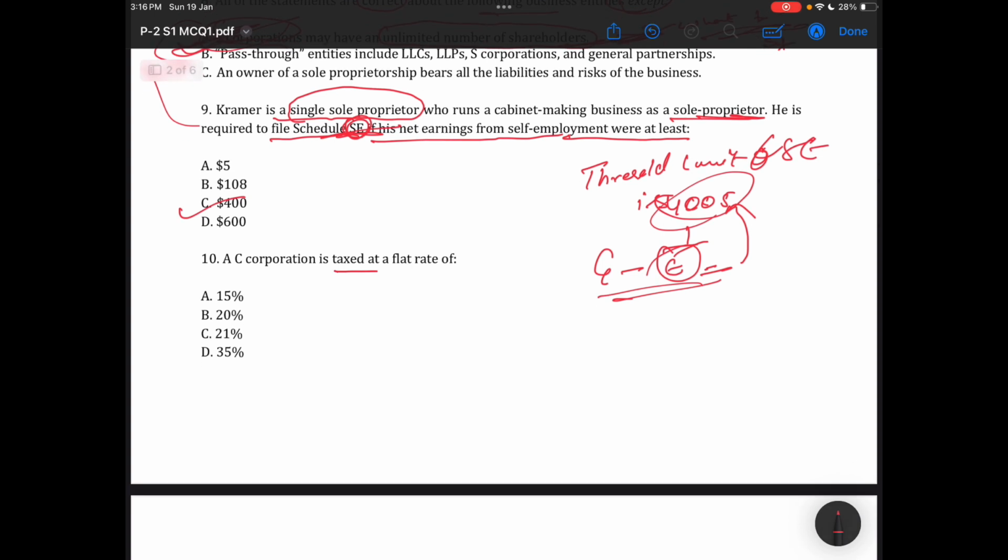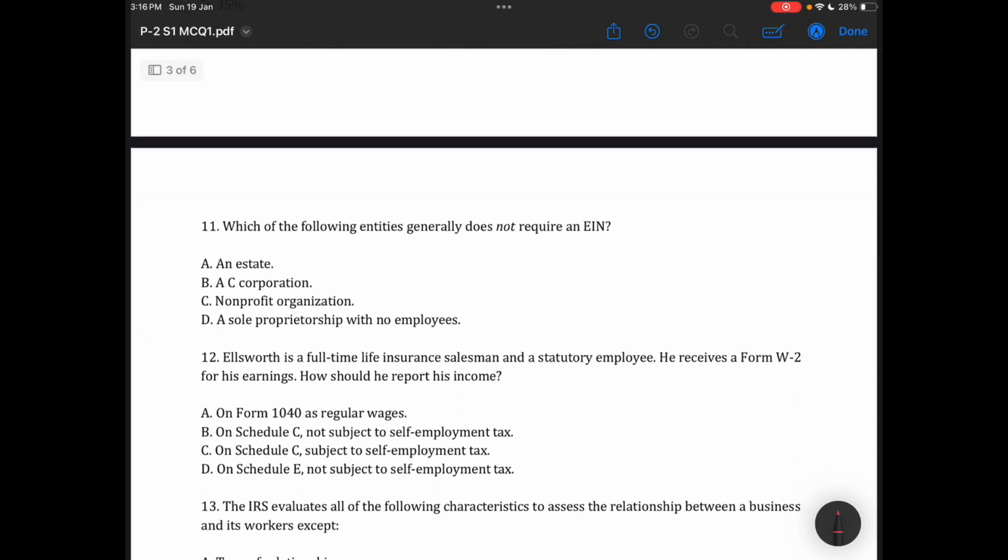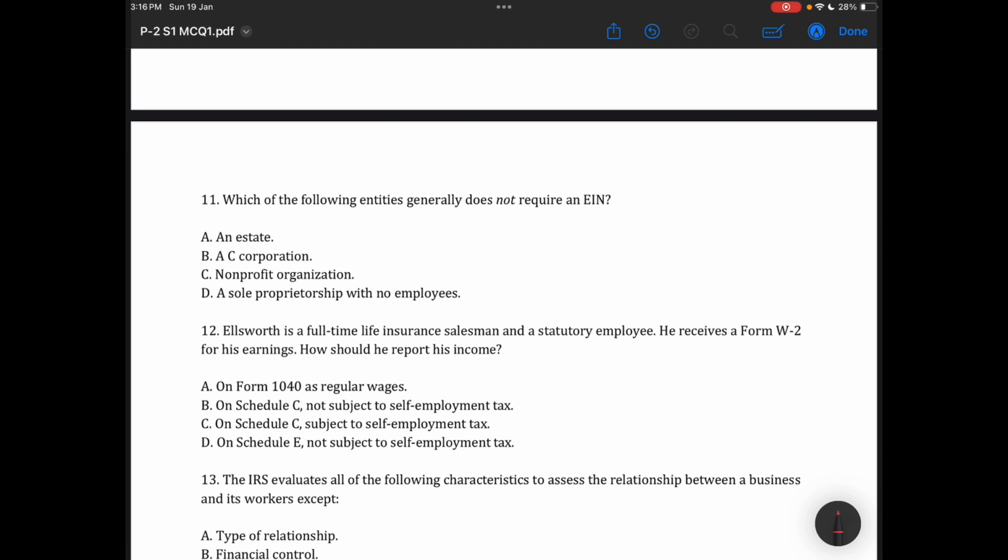Yeah, the C corporation is taxed at a flat rate. Right now, you know the flat rate for the C corporation is 21%. It's a very easy question. So let's move to question number 11. Which of the following entities generally does not require an EIN? So the state requires an EIN.